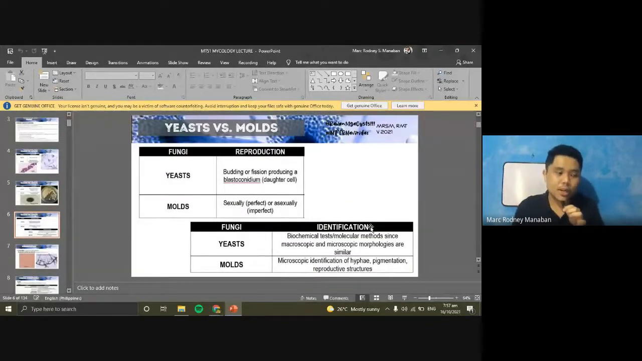For yeasts, usually they reproduce by budding, no? A part of the mother cell will pinch off, budding, to produce the daughter cell. And this is known as blastoconidium, all right?